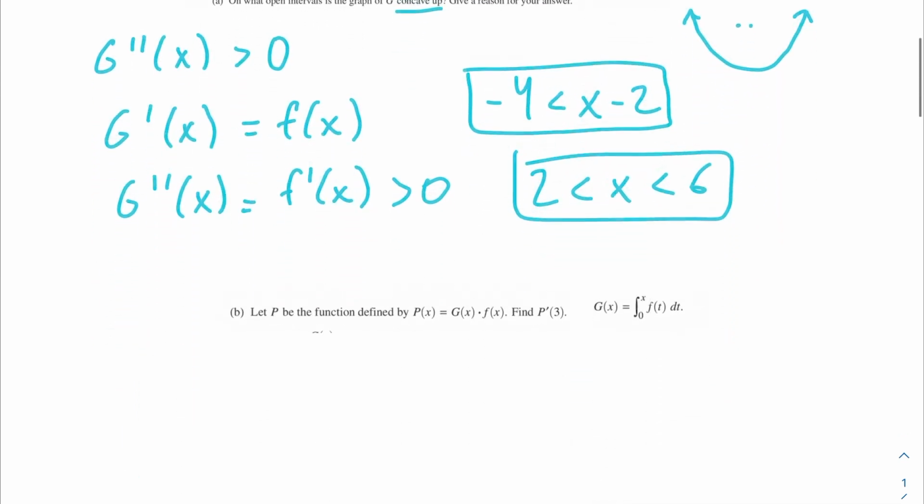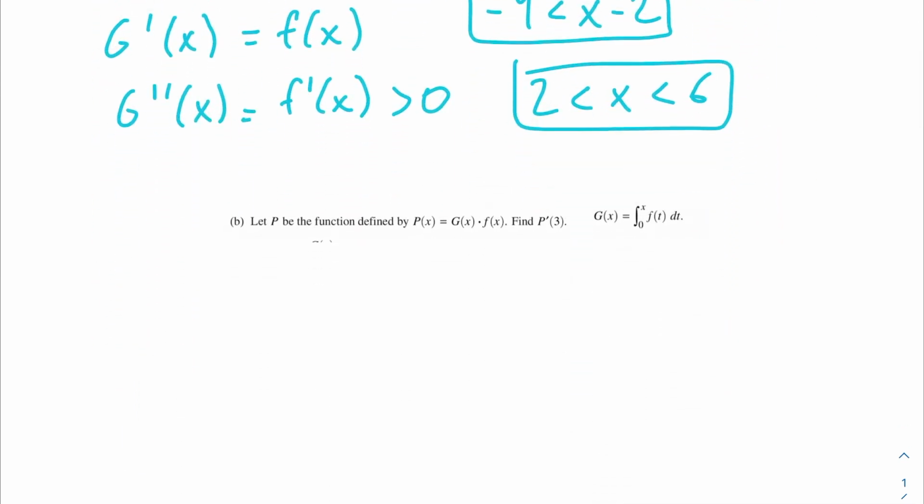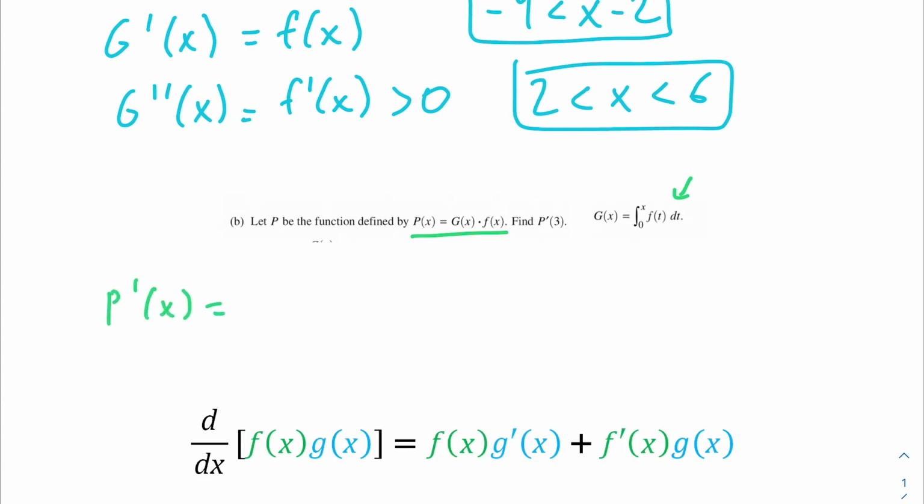Question B, it says, let P be the function defined by P of x is equal to g of x times f of x. Find P prime of 3. And I've included our g of x again here. So we're being asked to take the derivative of p, so let's go ahead and do that. So p prime of x is going to be, we're just going to apply our product rule here, so it's going to be the derivative of the first times just whatever we had came second, and then plus just our normal g of x times the derivative of f.